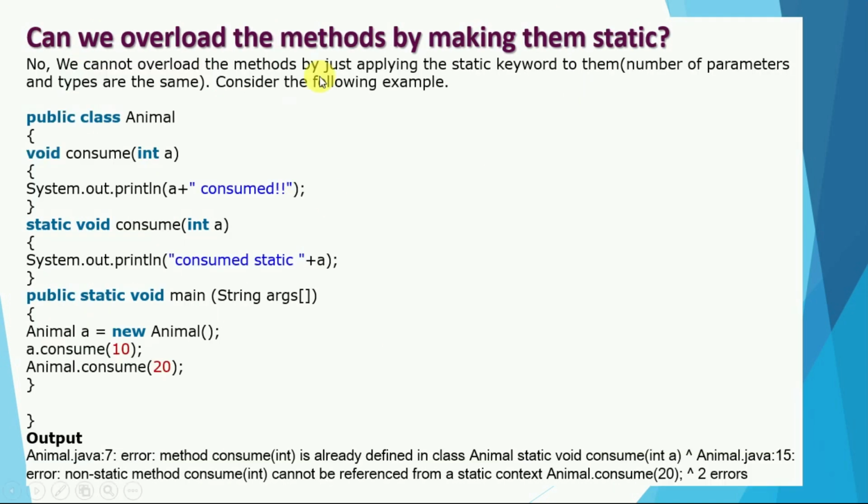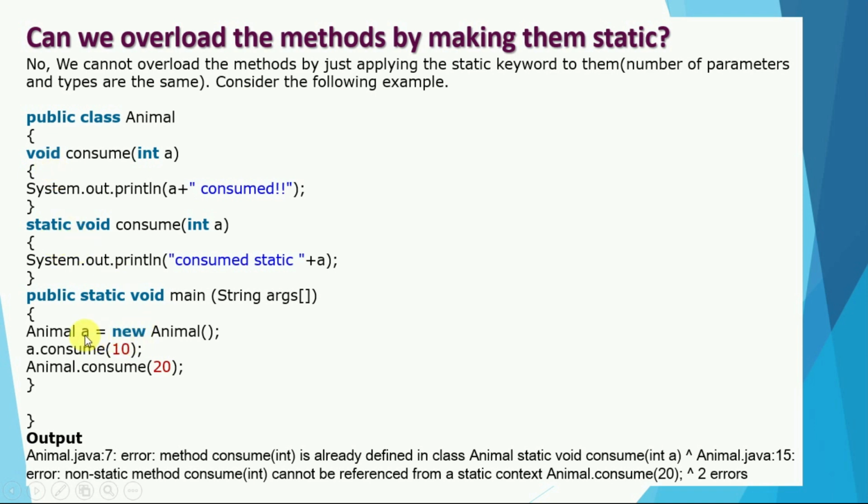So next is, can we overload a method by making them static? No, we cannot overload a method by just applying the static keyword to them. Let's take a look at this example. We have a class named Animal and we have a method named consume, and also a static method named consume. Both method names are the same, so we are basically trying to overload these two methods. The first is a non-static method and the second is a static method.